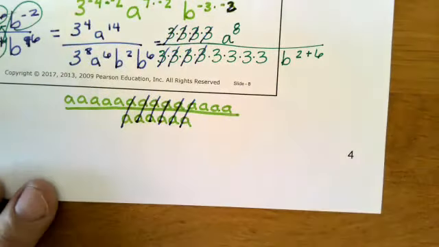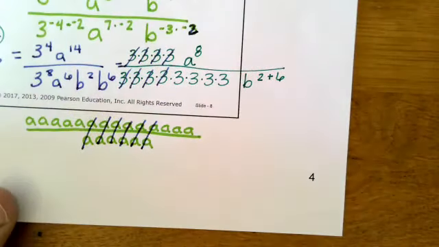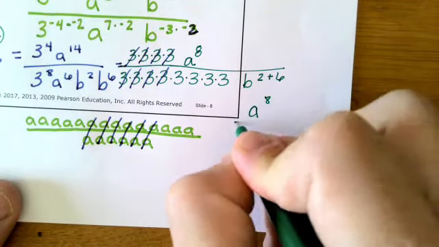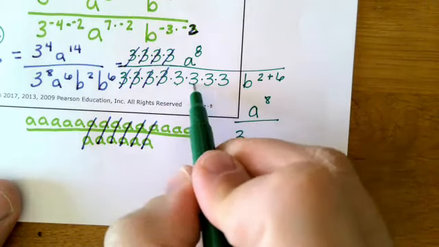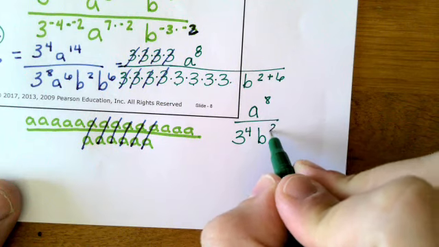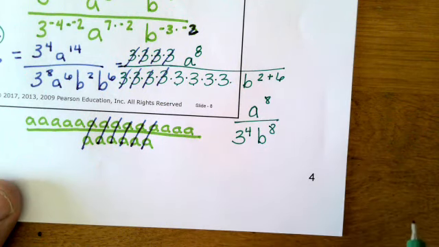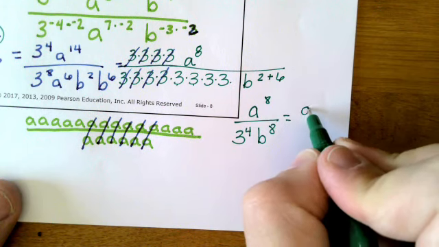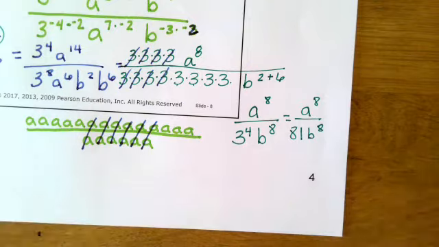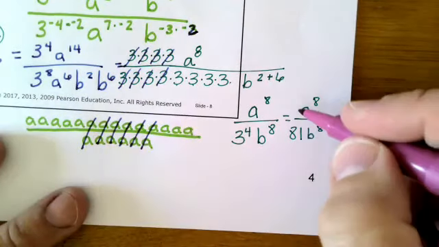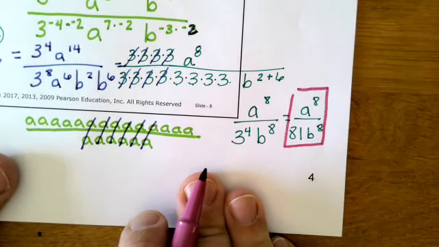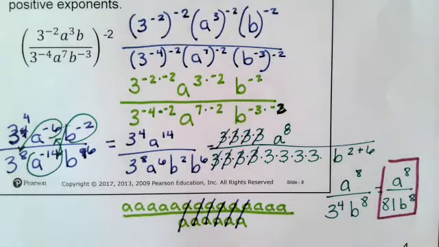So my final answer is a to the 8th on top, 3 multiplied by 3 4 times, or 3 to the 4th, and then b to the 8th. 3 to the 4th is just 81, if I put it in my calculator. So that's my final answer. A to the 8th over 81b to the 8th.